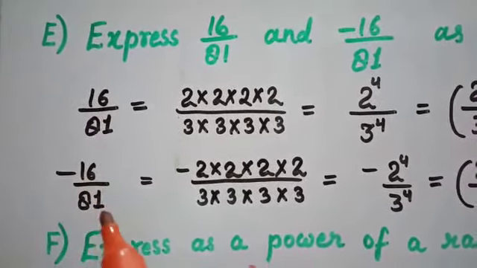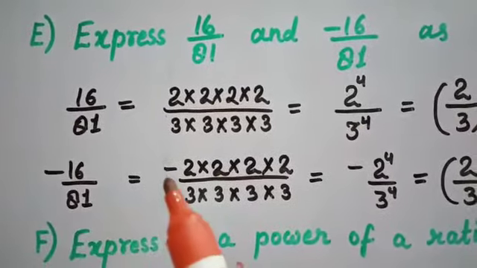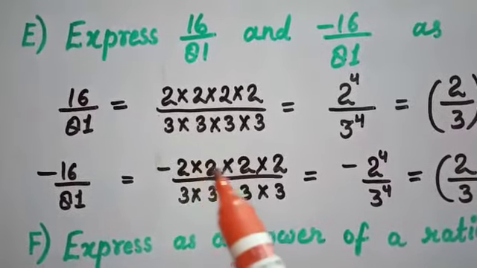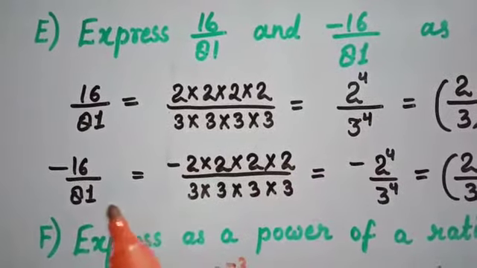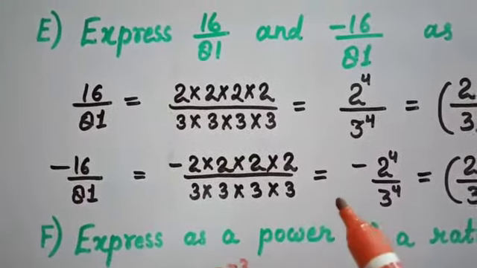Minus 16 upon 81. 16 can be written as 2 times 2 times 2 times 2 in multiplication, and 81 can be written as 3 times 3 times 3 times 3 in multiplication.